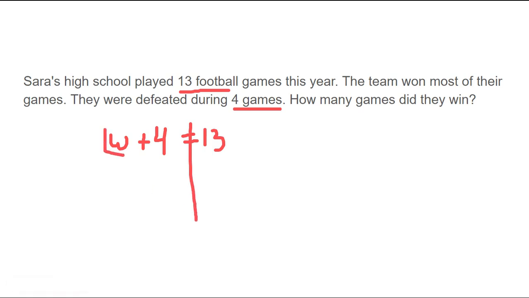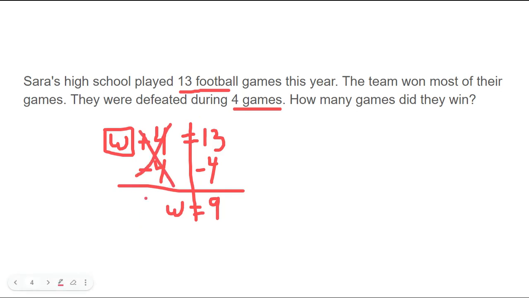So draw your river, box up your variable, subtract 4 on both sides because I'm left with plus 4. So once I do that, this right here should give me 9. So they won a total of 9 games that year. Remember that on this side, this is all going to cancel out, and W is going to be left by itself. All right. Good job. On to the next one.